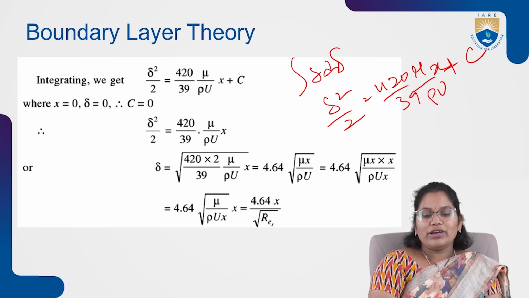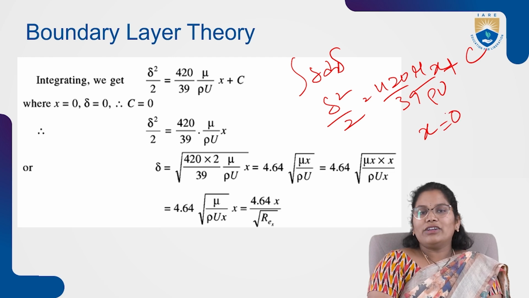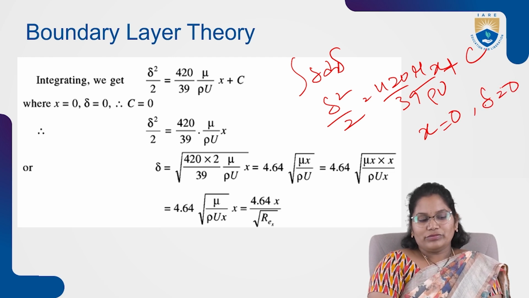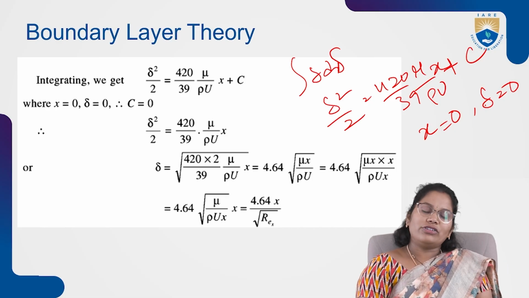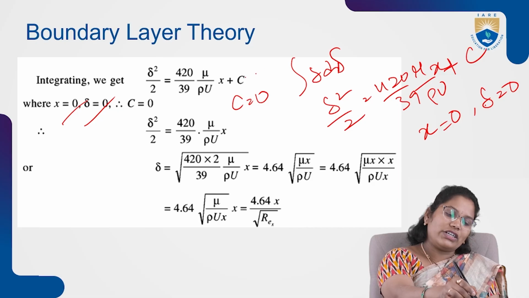So here again, same as before, we need to calculate the c value. So I am taking the condition x is equal to 0, where your boundary layer is also 0. Where x is equal to 0, your boundary layer thickness also is 0. So when you substitute these two values, you will get c is equal to 0, the constant in this equation.